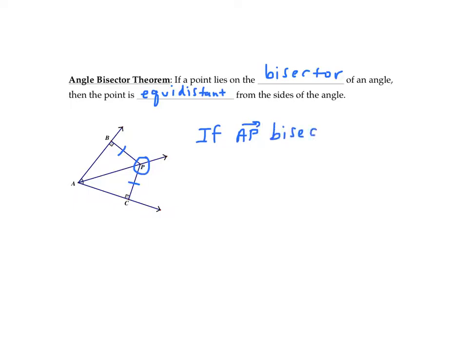bisects angle BAC, then line segment PB is congruent to line segment PC. Remember that distance in geometry is always measured along the perpendicular line segment.